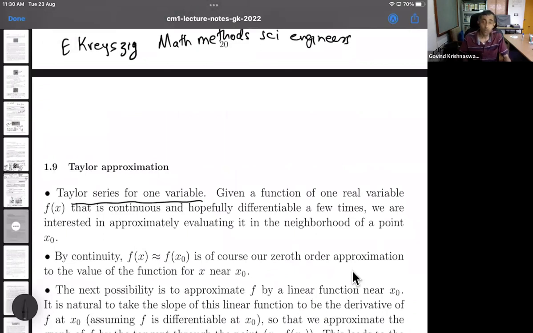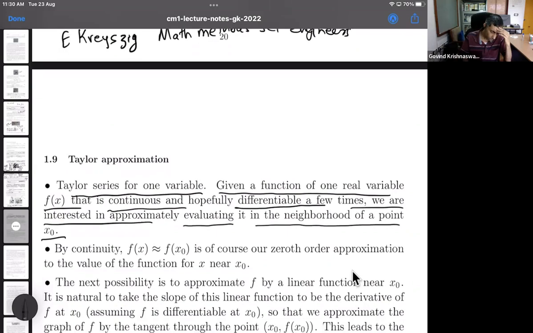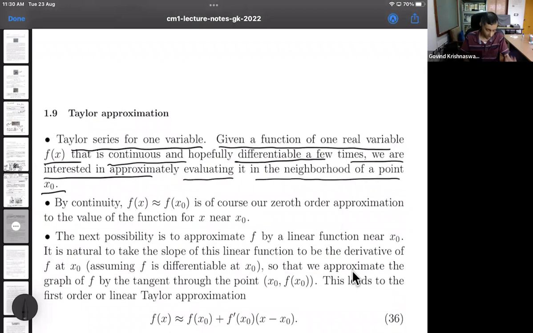For a reason, I do want to introduce some terminology here on Taylor series. So given a function of one real variable, f of x, that is continuous and hopefully differentiable a few times, we are interested in approximately evaluating it in a neighborhood of a point x naught. Okay, so that is our objective. I'm taking a very pragmatic view. So by continuity, the value of the function near x is well approximated by f of x naught. Yeah, so this is of course our 0th order approximation to the value of the function for x near x naught.